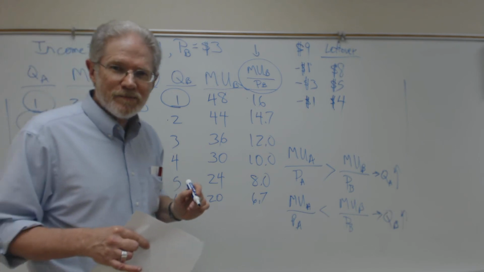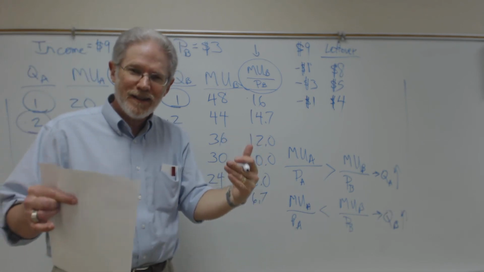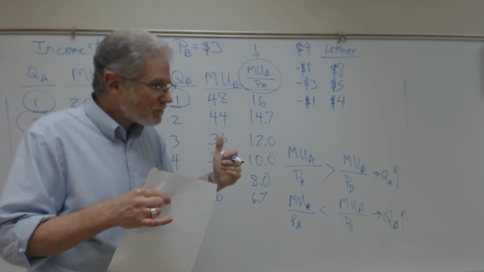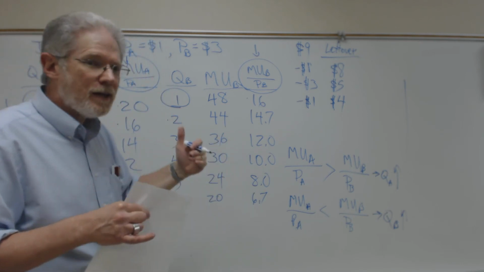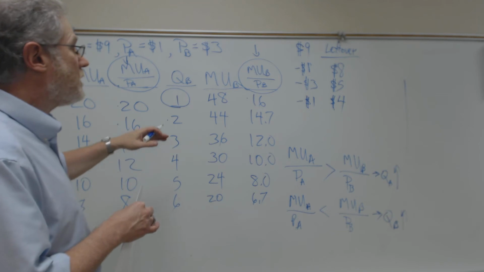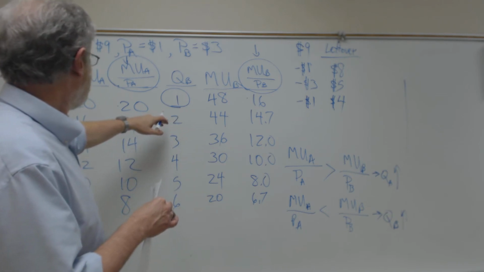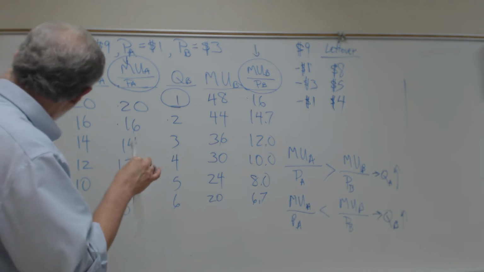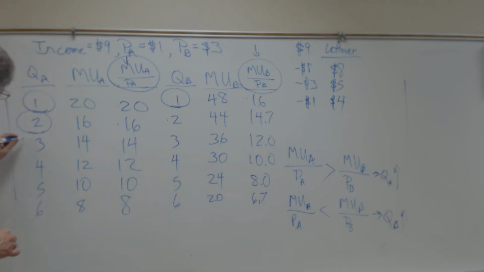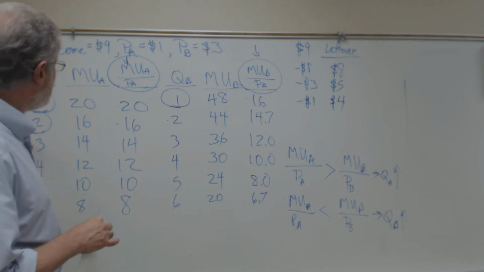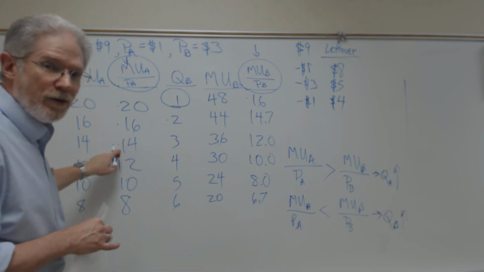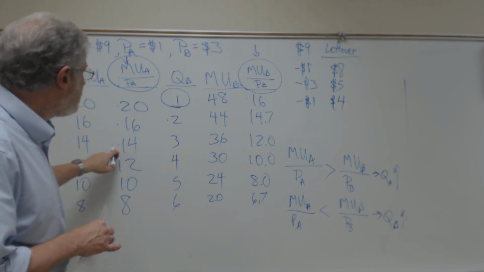What do we do now? Well, we keep repeating the process. We say, given what he's already bought, where should he spend the next dollar? He's made 3 purchases. So now the question is, should his next purchase be to purchase the third apple? If he does that, the extra utility he'll get per dollar spent is 14.